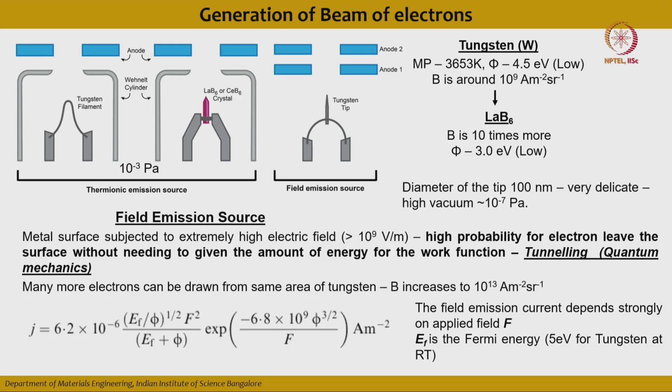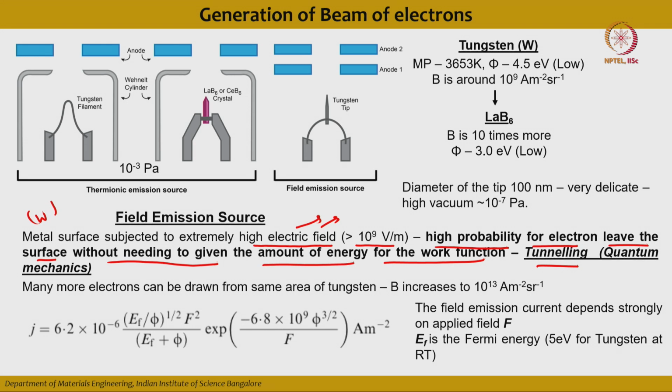Okay. So as I told you, here the field emission source, the metal or the source, usually it is tungsten. The metal surface is subjected to an extremely high electric field, greater than 10⁹ volt per meter, due to which the probability for an electron to leave the surface, without needing to be given the amount of energy for the work function, is high. It can tunnel very easily due to the presence of the very high electric field. So here the temperature is not playing an important role, the important role is played by the electric field.